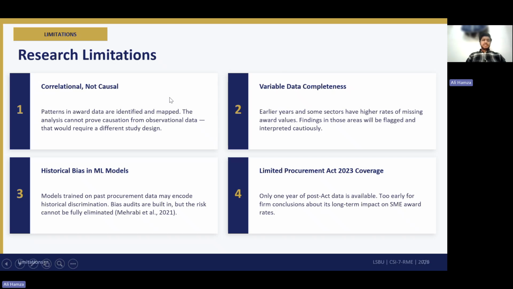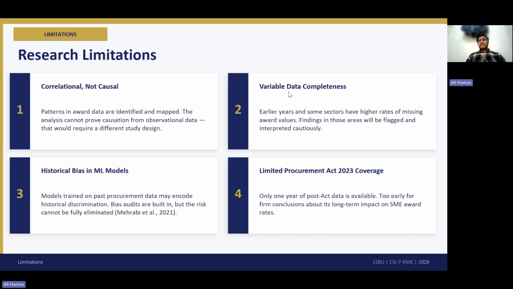We do have some limitations because we know that the data is scattered. Some of the values are very low, sometimes very high for the SMEs, but we do not have a particular reason why that is. So for that we have to get another technique, but in this way we cannot get the particular reason why these awards are not won by a small enterprise or medium enterprise.